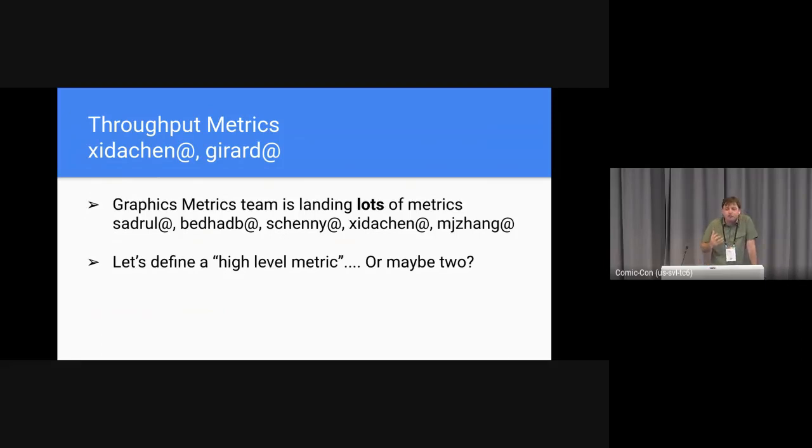So the graphics metrics team is a cross-functional team of people trying to land a whole bunch of graphics metrics, because we figure metrics are a pretty important thing in figuring out how the browser is doing. The thing we're trying to do is define a high-level metric of how good the user experience is on a website.